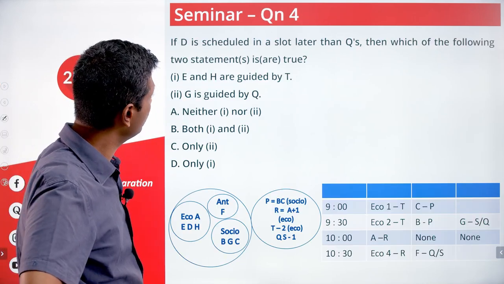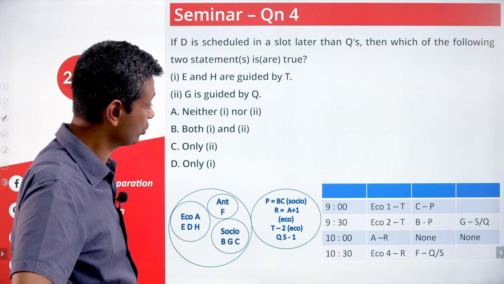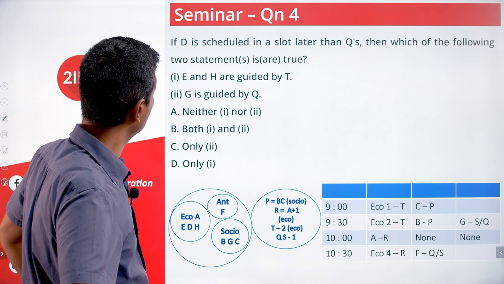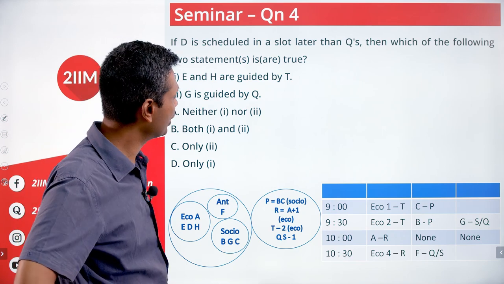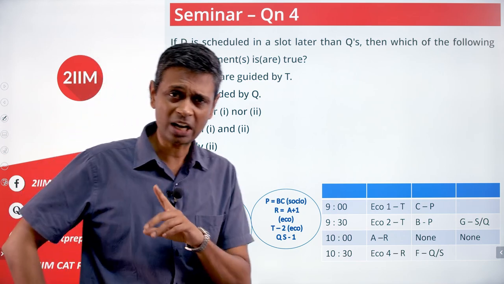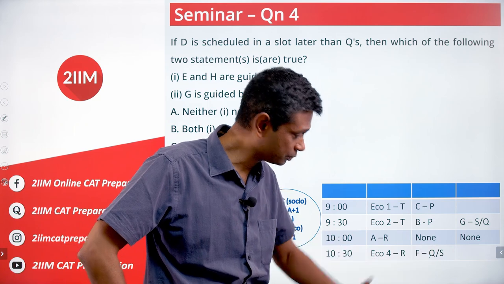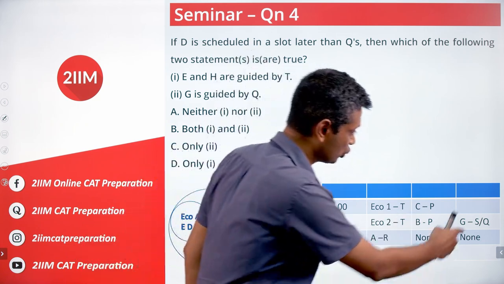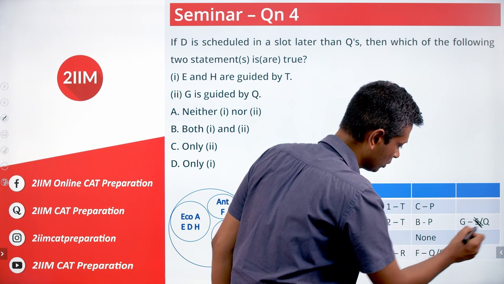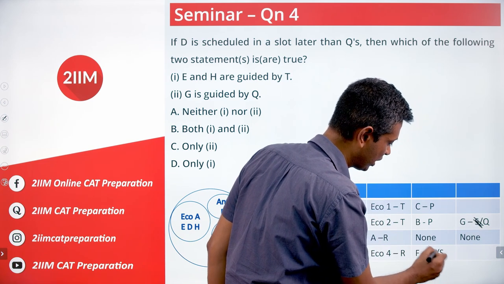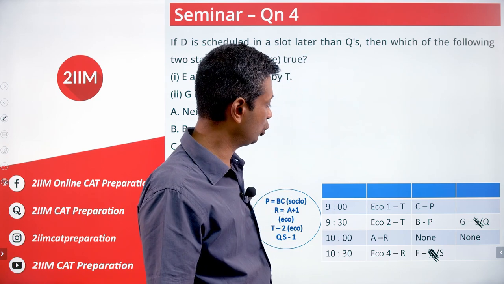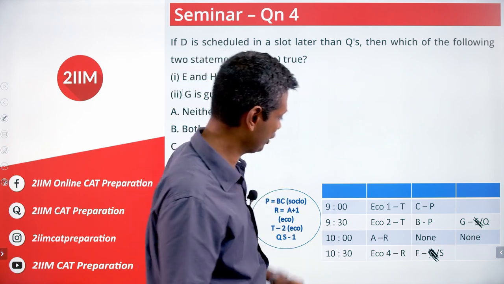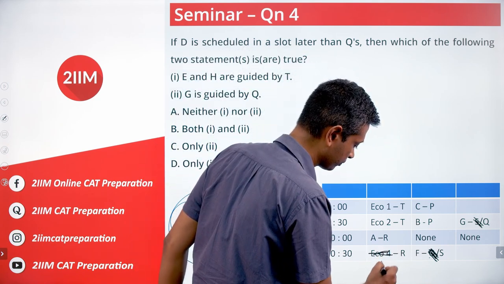If D is scheduled in a slot later than Q's, then which of the following two statements are true? D is scheduled later than Q. To start with, this cannot be Q, because then it cannot happen afterwards. That means this is Q and this is S. F is guided by S, G is guided by Q. D is scheduled later than Q. That means this is D.